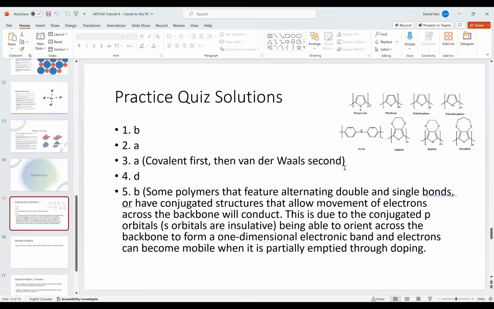Whenever you see polymers like this, where you have alternating structures, also, if you look at polyethylene, you can make polyethylene in a certain way to also be conductive. So there are exceptions, but again, it has to have these types of structures to be conductive. That's just a cool little thing that you may learn later on, depending on which field you go into.